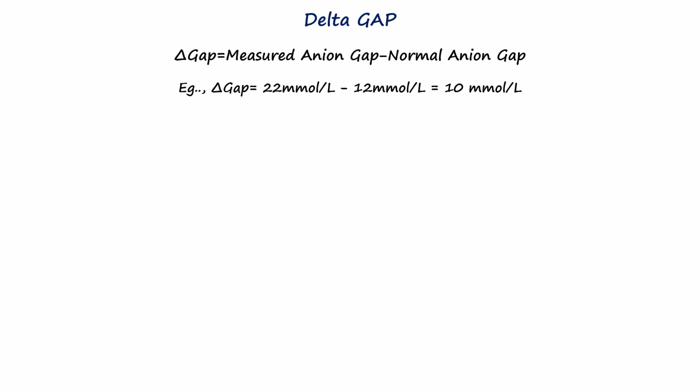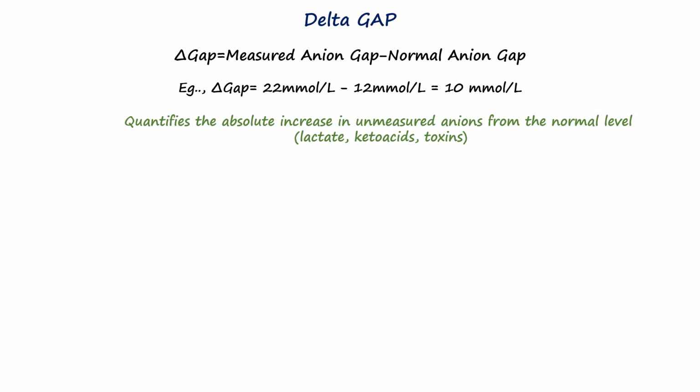For example, if the measured anion gap is 22 millimole per liter and the normal anion gap is 12 millimole per liter, the delta gap is 10 millimole per liter. It quantifies the absolute increase in unmeasured anions such as lactate, ketoacids or toxins. However, the delta gap alone does not provide information about the other acid-base disorders, as it only measures the increase in unmeasured anions without considering the bicarbonate changes. Bicarbonate decreases in metabolic acidosis, and its inclusion in the assessment of metabolic acidosis is therefore crucial.